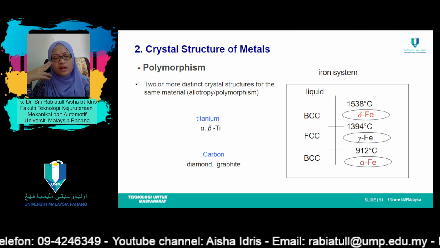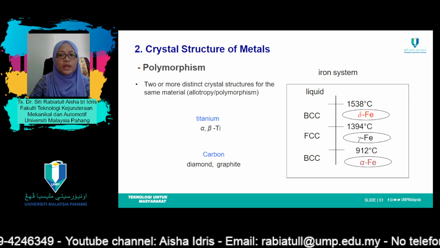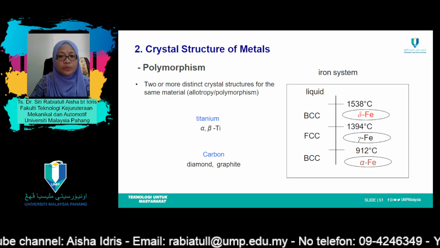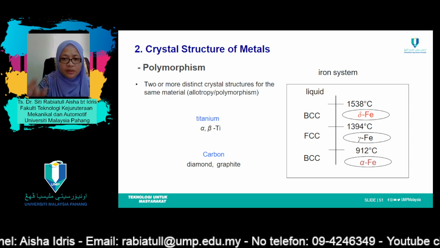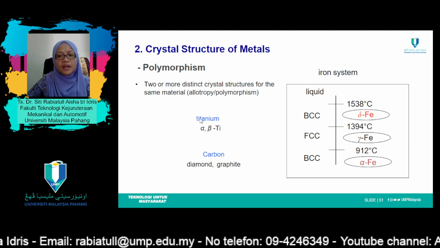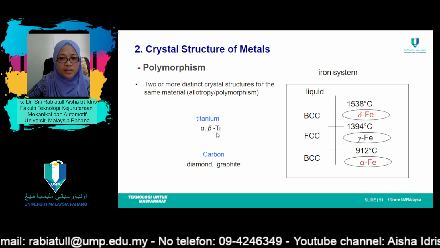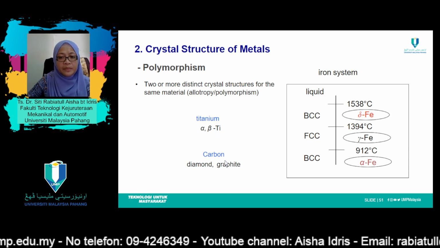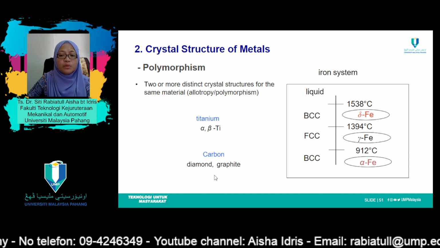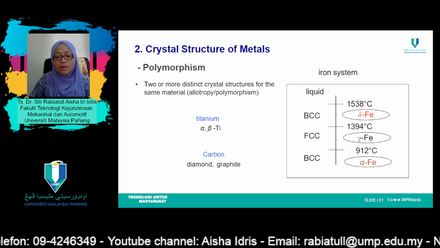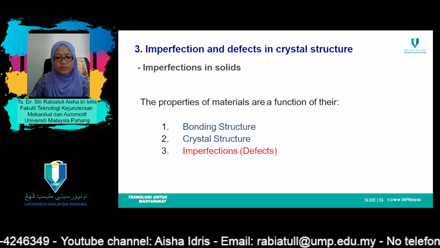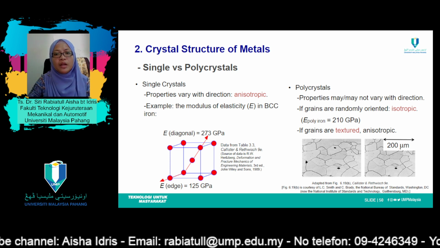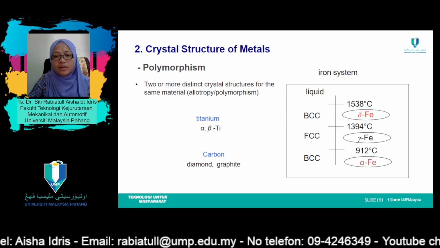And there's also another term, which is polymorphism. Polymorphism means two or more distinct crystal structures for the same material. It exists, for example, in titanium. In titanium, different types of crystal structure exist, like alpha and beta titanium. And the same goes for carbon: there's diamond and also graphite. So that is polymorphism. Okay, that will be all for single crystal and polycrystal as well as polymorphism.